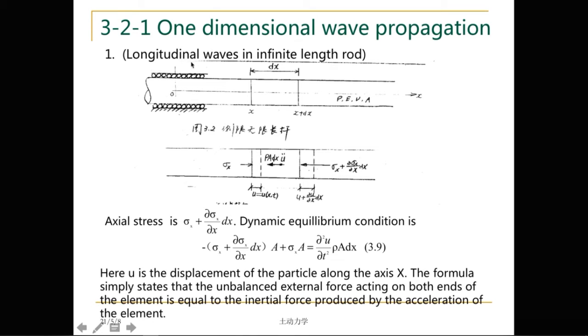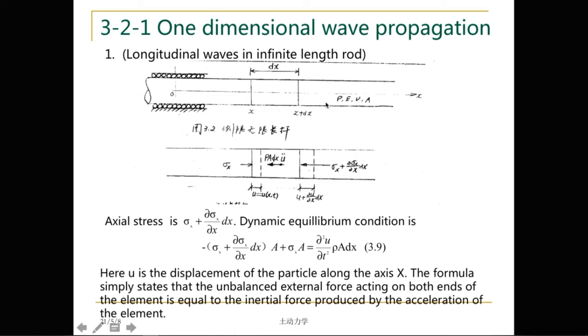The first, longitudinal waves in an infinite length rod. Now, this is the rod, a thin rod with a round cross-section area. And there's a constraint. The displacement constraint condition is that displacement in the axial direction is allowed, but lateral displacement is not allowed.